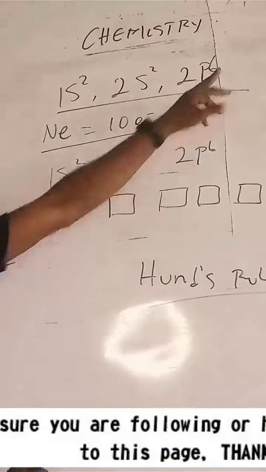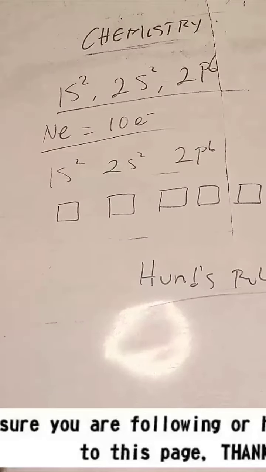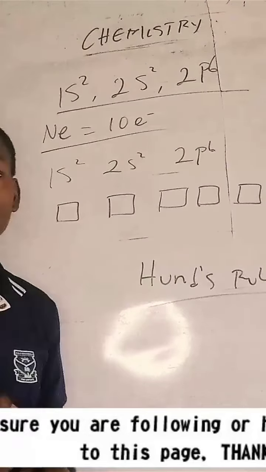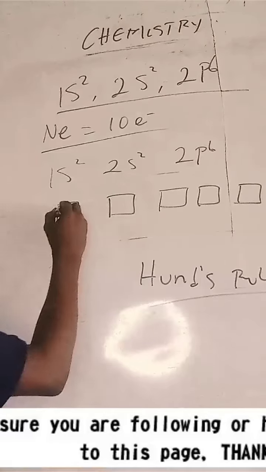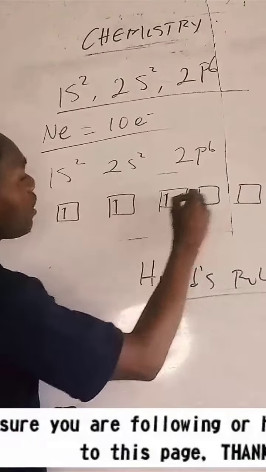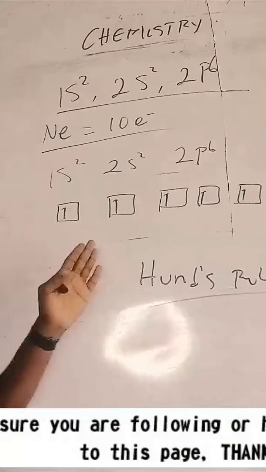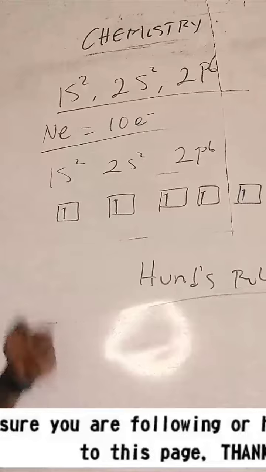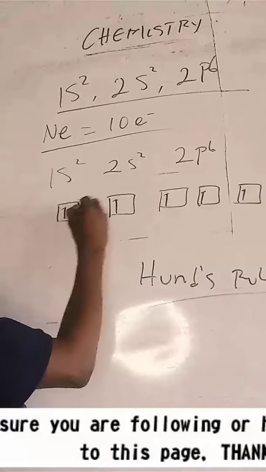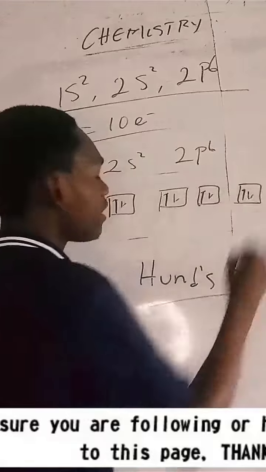Now let's do that. Like I said, there are 10 electrons here: 6, 7, 8, 9, 10. And we know that electrons come in opposite spins, right? So this is the first electron: 1, 2, 3, 4, 5. So we fill them singly. Now this is the time for pairing them, and let's now pair 6, 7, 8, 9, 10.